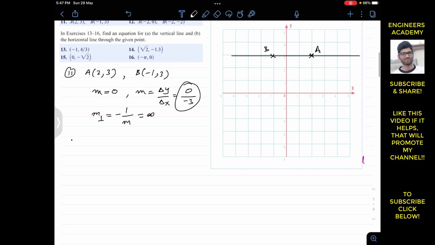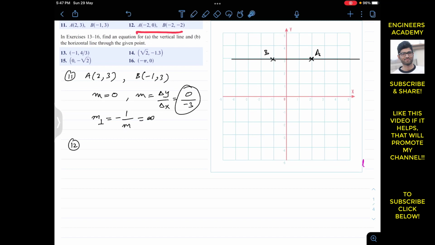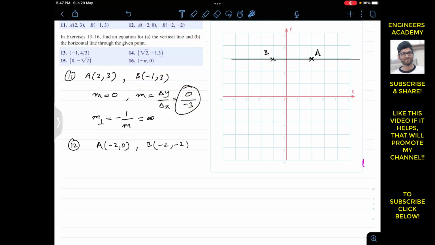Now the problem 12. For problem 12, the points A and B are these two. So A is minus 2 and 0, and B is minus 2 and minus 2. Now if we plot these 2 points, point A is at minus 2 and 0. So point A is lying on the x-axis, so it is somewhere here. This is point A location, and point B is minus 2 and minus 2, so somewhere here.